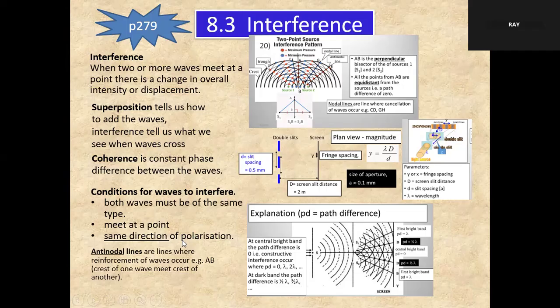polarization. Then you need to know what is the antinodal line, lines where reinforcement of wave occurs or constructive interference occurs, right? Where there is your nodal line. This is your antinodal line, where constructive interference occurs, whereas nodal line is where destructive interference occurs, maximum and minimum meet.